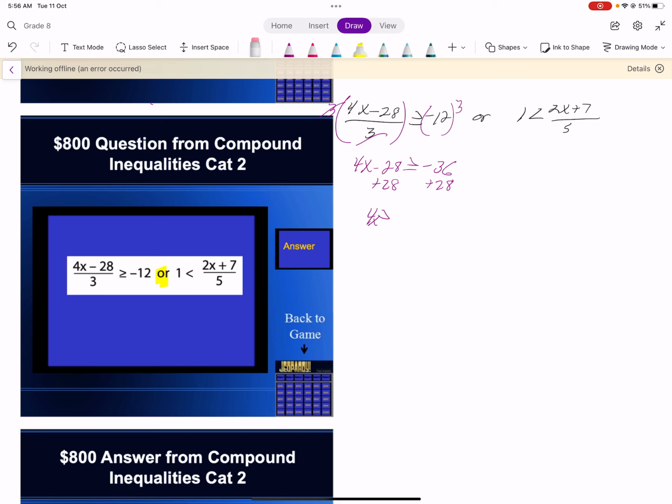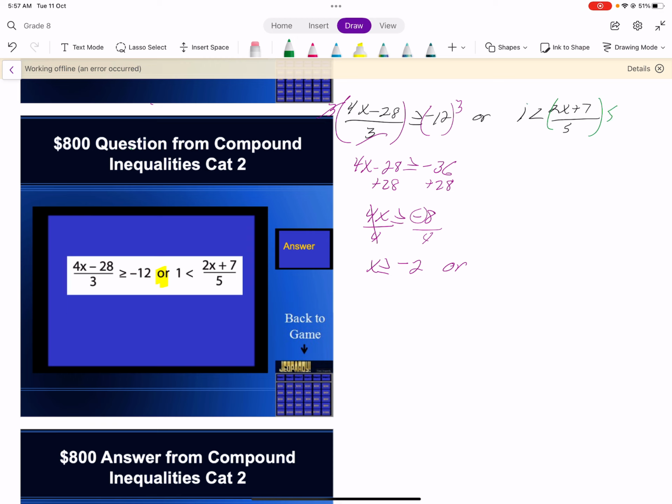4x, let me just write that a little bit neater, 4x is greater than or equal to -8. Divide by 4, divide by 4. X is greater than or equal to -2. And we're not flipping it because we're not dividing by a negative number. We're dividing by a positive. It just happens to be the number that we're dividing into is negative, which is fine. All right, and then we're going to go ahead and do the next one.